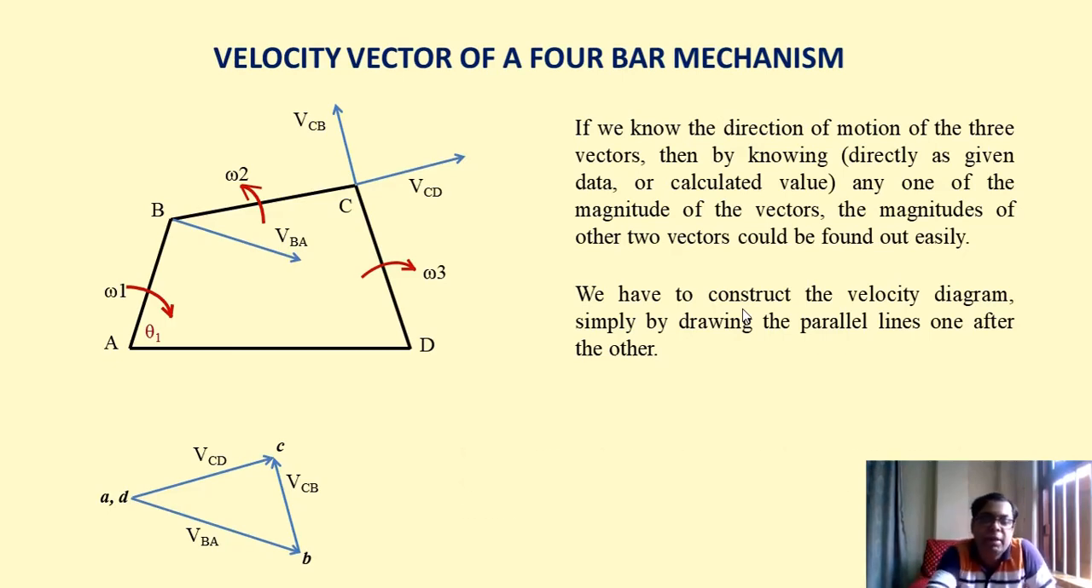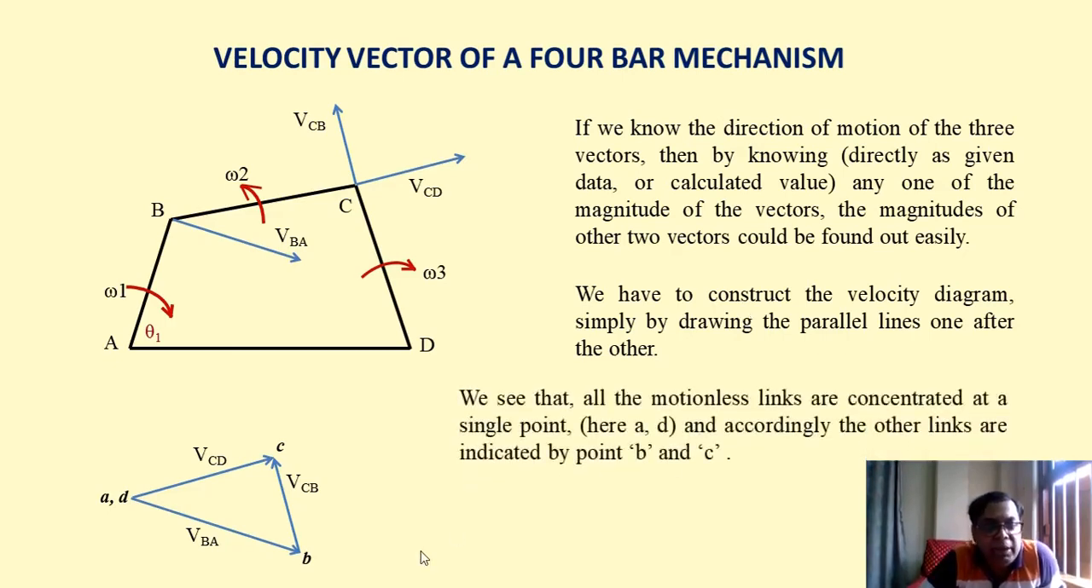Next, what will be the step? The next step will be, from point B we have to draw a parallel line in the upward direction, that of VCB, just like this. Now how long do we have to draw this parallel line? We don't know. We simply draw this line in the upward direction, just like that. And we also have to draw a parallel line VCD right from point D, just like this. Now they will intersect at some point and we will call it point C.